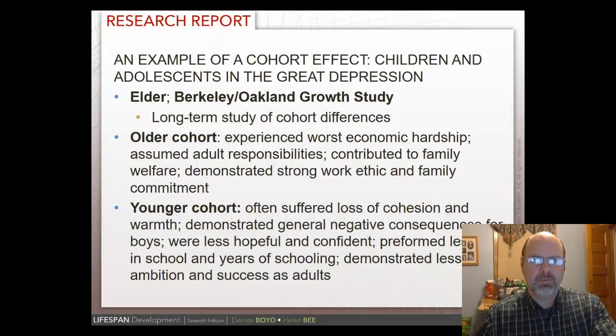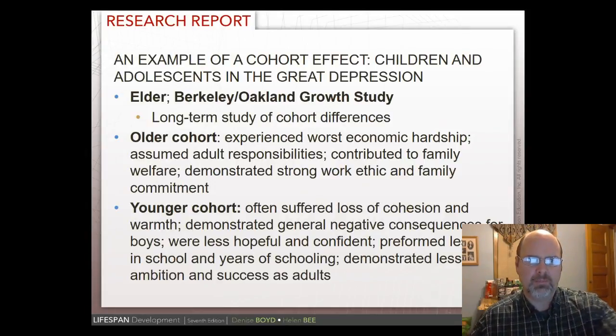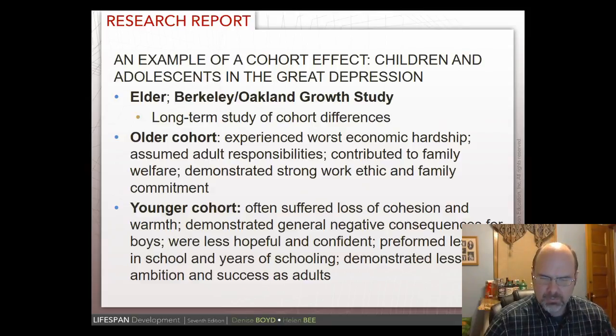So an example of a cohort effect is where children and adolescents were studied during the Great Depression. Children born in 1920 who were teens during the Depression, and those born in 1928, who were small children during the Depression, found out that the teens were forced into adulthood. However, they took on odd jobs for money. They felt needed by their family. Where those who were young children during the Depression, their families suffered more. There was a lack of cohesion. As a result, the children were less hopeful and less confident compared to the teens, the cohort that was older.